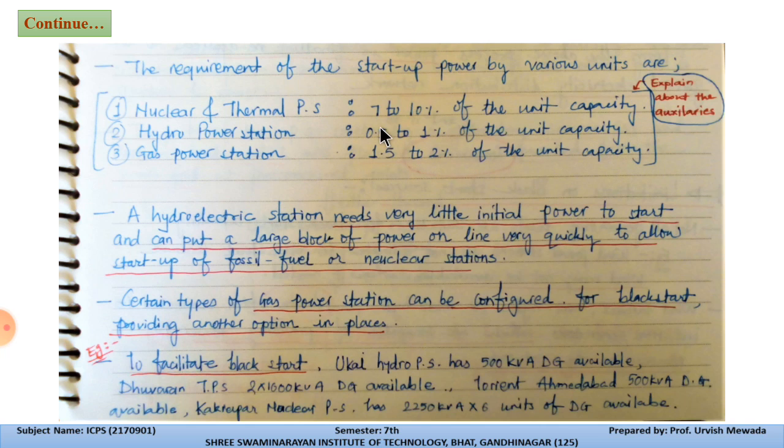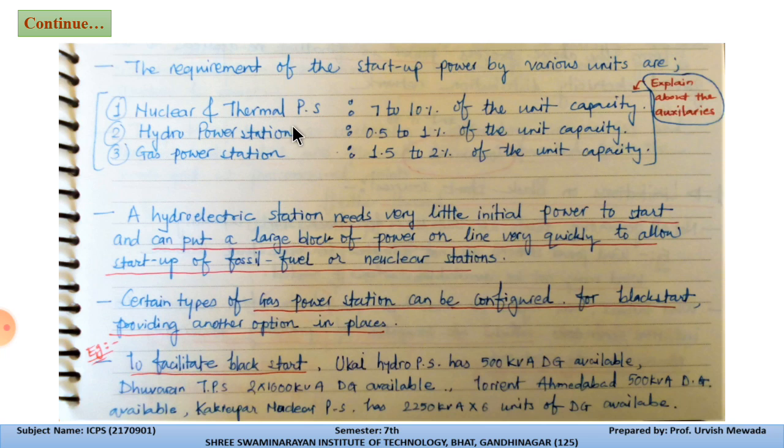So you can see from these three that only the hydropower station requires less unit capacity compared to the other generating stations. From this we can say that hydroelectric stations need very little initial power to start, and can put a large block of power online, because they can drive the peak loads. Hydropower stations are very easy to restart, because they do not have as many auxiliaries to start as nuclear and thermal power stations.